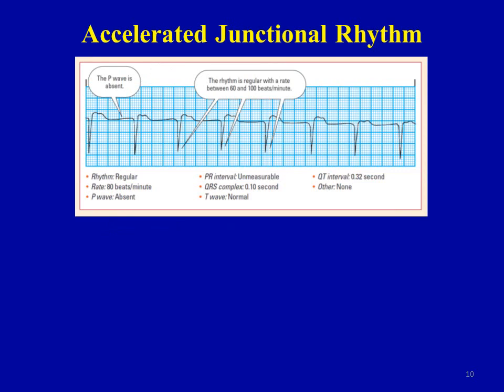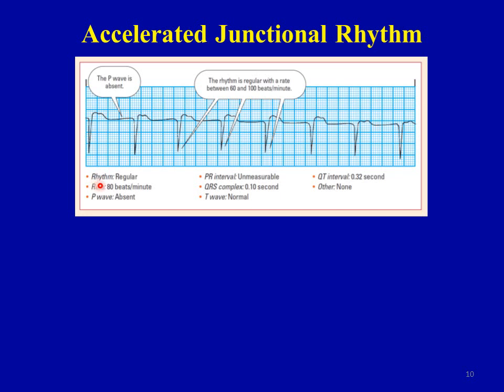The accelerated junctional rhythm is similar to the escape junctional rhythm, but the irritable focus in the AV junction fires at a higher rate. So they have exactly the same features except for the rate, which is higher, between 60 and 100 beats per minute. As you can see here, we have a regular rhythm and we cannot see any P waves before or after the QRS complexes. The P waves that are expected to be inverted are hidden within the QRS complex.